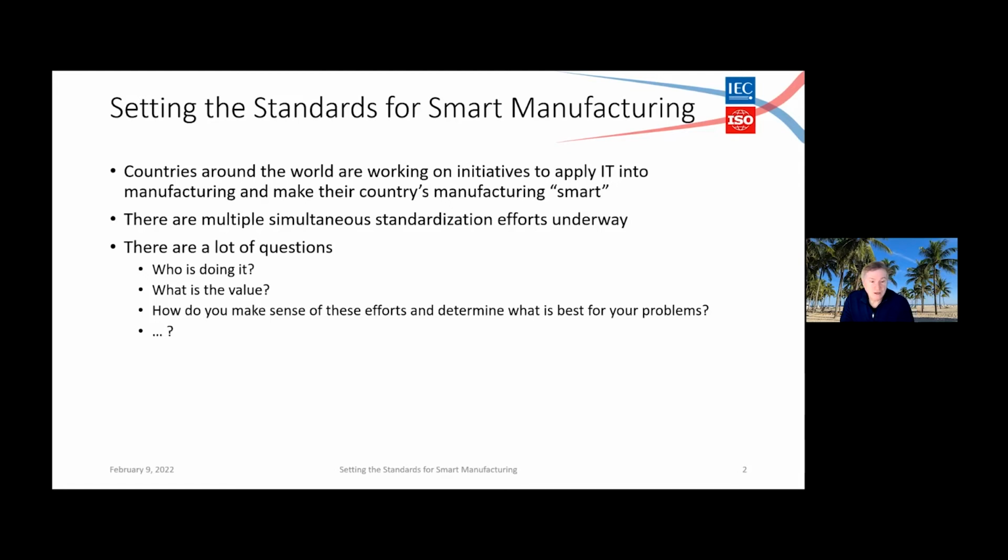So we've had a lot of questions as this was going on. Who's doing it? Why are they doing it? What is the value that people hope to have? And how do we make sense of this? How do we look at these efforts and determine what is best for each individual problem? Because there were so many different standards out there, and so many different models being applied. It was very confusing. Probably still is extremely confusing, what is smart manufacturing.